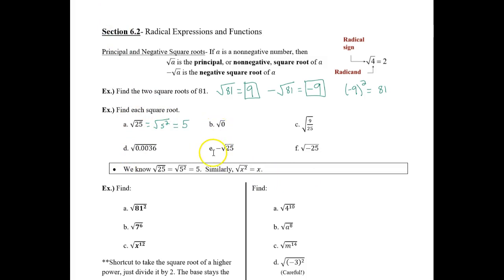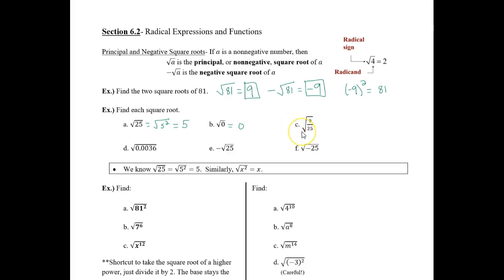In example B, we have the square root of 0. So what times itself would give me 0? That's easy. 0 times 0 would give me 0. 0 is one that would not have a principal and a negative square root, because there's no such thing as negative 0. 0 is not negative or positive.